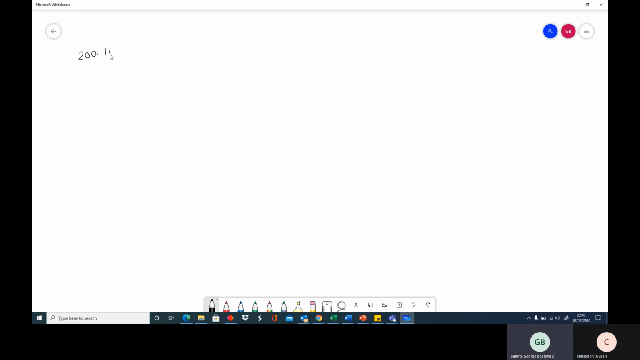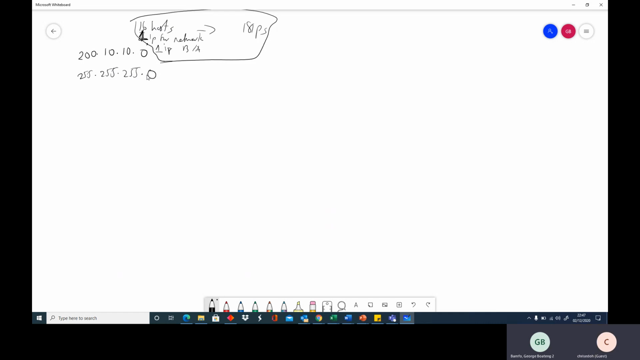So 210.10.0.0 and 16 hosts. How many IPs do we need? 18. And what's the subnet mask? 255.255.255.0. One IP for the network address and one for the broadcast address, so this is why. Okay. So what's the first step? We know we need 18 IPs.